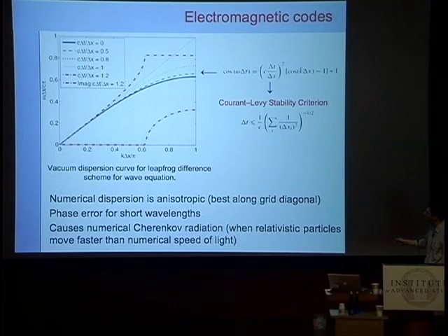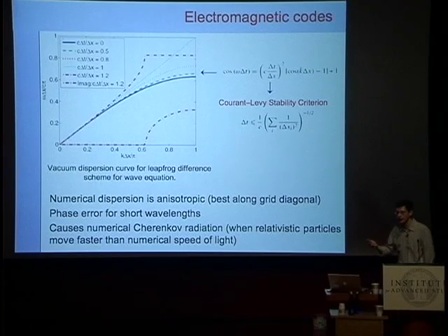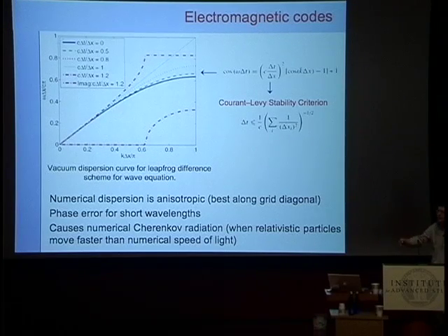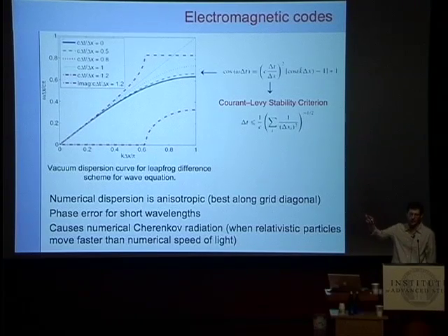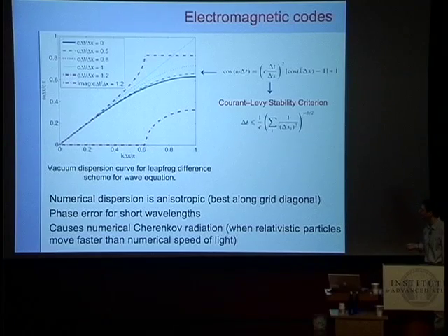And you can see that this blue curve, the numerical velocity of light, actually becomes smaller than the physical velocity of light. So your electromagnetic wave can propagate slower than it should through the grid for the shortest wavelengths. So there is a numerical dispersion that's intrinsically introduced by these methods. Also, this numerical dispersion is anisotropic. So you get the best dispersion relation going along the diagonal of the grid. Along the edges of the grid, you get the worst dispersion relation.